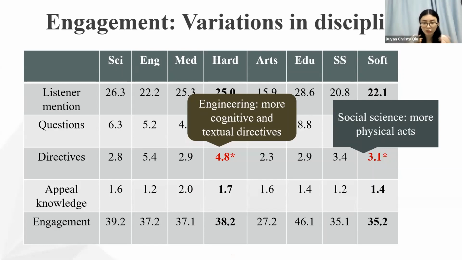And our observation is that the engineering students focus on the social applications of the research findings. So they would like to urge the audience to think about the applications or the implications of their research findings by using those cognitive or textual directives. While for those social science students, at the end of their presentations, they tended to recommend some actions for their audience to take. So they use more physical acts directives over there.